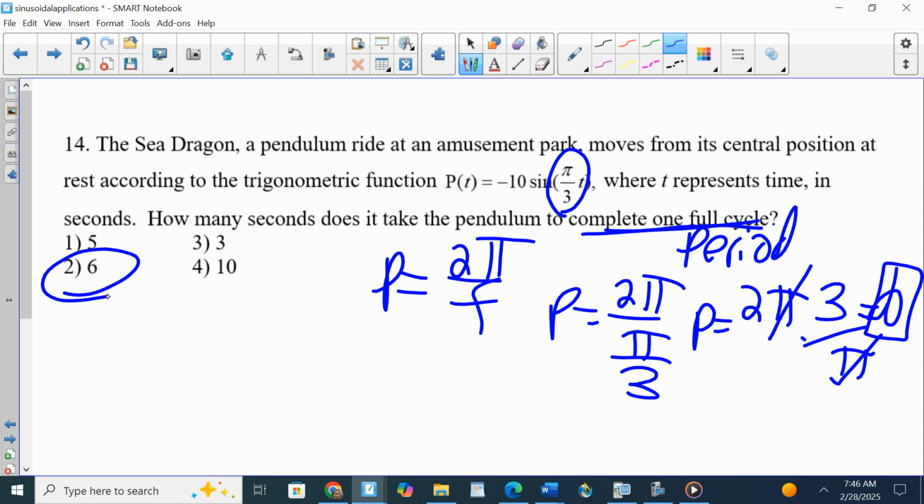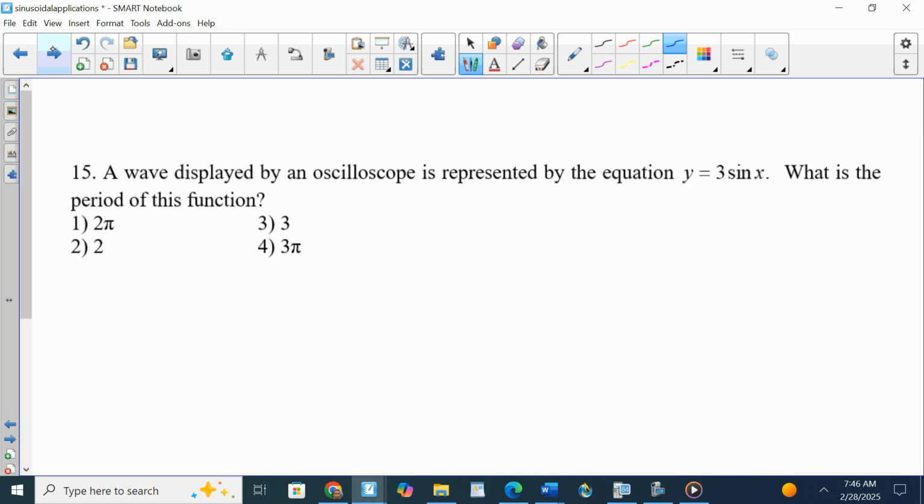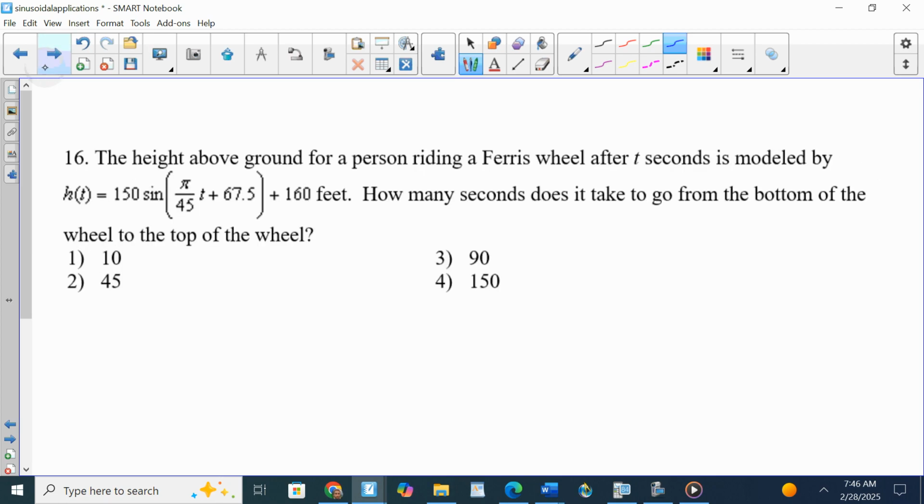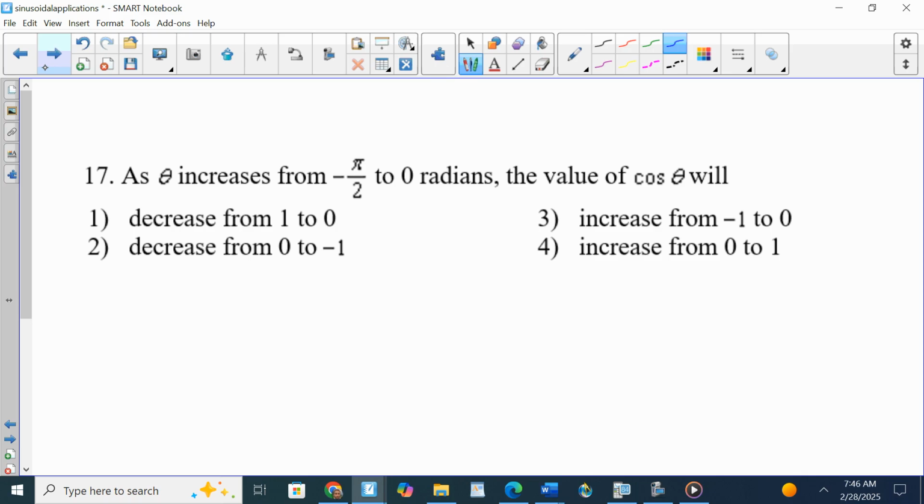Be careful. Sometimes it might not ask for a full period. It might ask for half of the period. So you may need to cut it in half, or a different fraction of that, but whenever it's talking about time, it's talking about period. Completing one full cycle is period. Period is 2 pi over the frequency. Same type of thing, and this is the final piece.